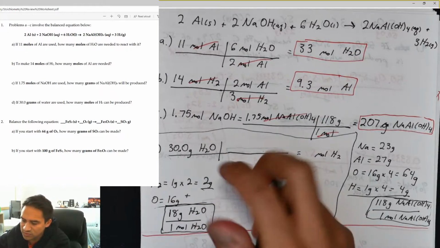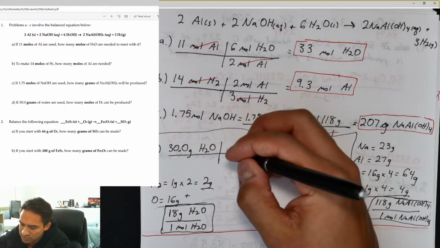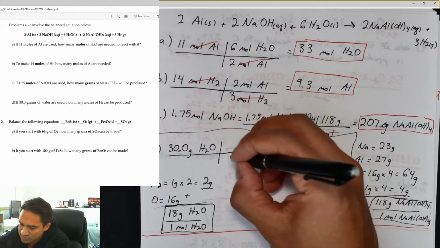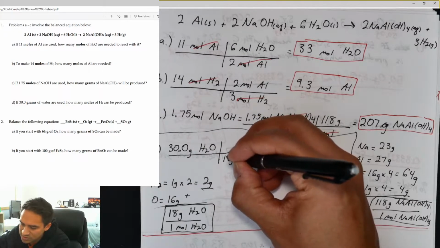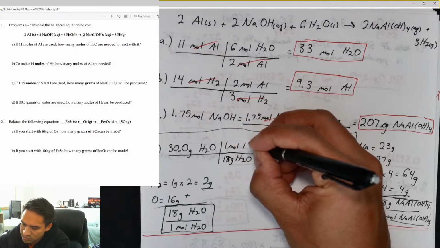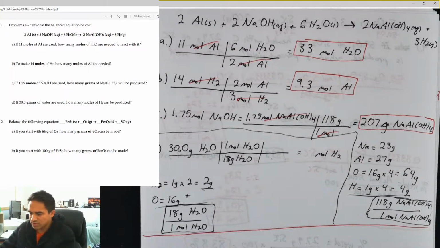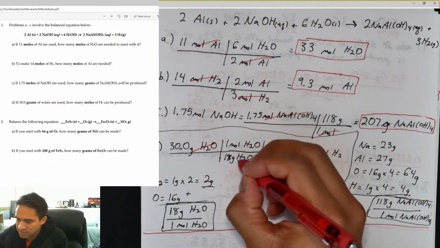So this is the first conversion we're going to use. We got to get these grams of H2O into moles of H2O. Okay, so grams to moles. Since I'm starting with 30 grams, my 18 grams of H2O will be on the bottom. My 1 mole of H2O will be on the top. Okay, like this. So my grams of H2O are going to cancel.